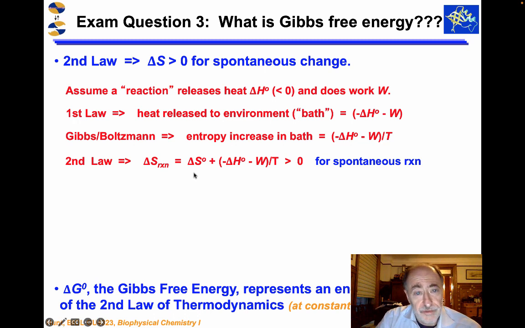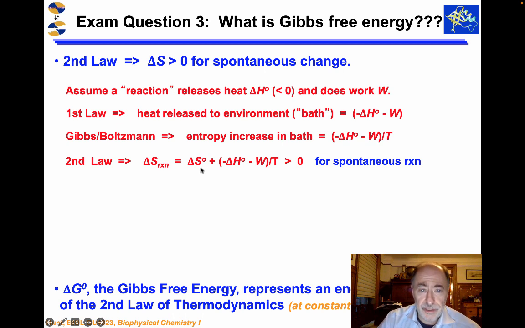These can come from a number of different sources. In biochemistry, an obvious source is going to be hydration and the hydrophobic effect. Those would involve changes in the number of spatial configurations associated with the state, the reactant or product state. And then there are others.